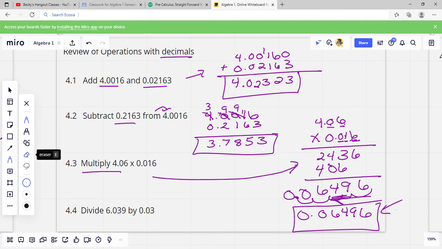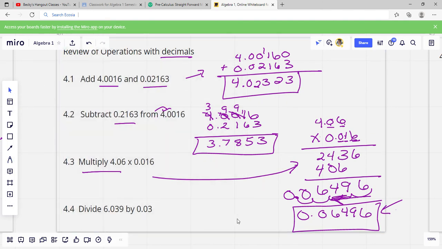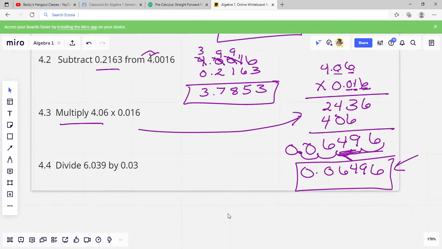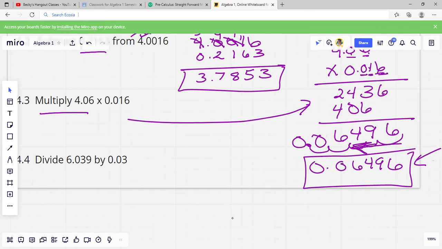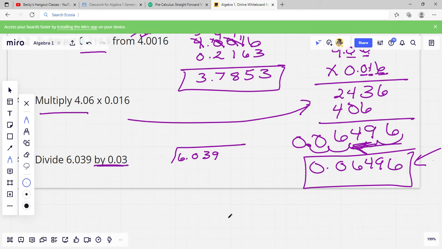All right, this last one is divide. And I'm running out of room here. Let me try to make some more room. Okay, so we're supposed to be dividing 6.039 by, whatever it says by, that number goes on the outside, 0.03.